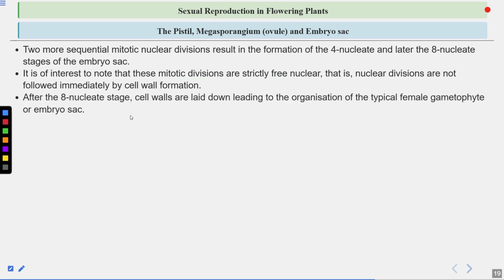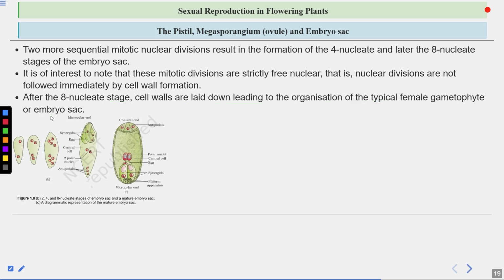After the 8 nucleate stage, the cell wall are laid down, leading to the organization of a typical female gametophyte or the embryo sac, right? But once there is a formation of 8 nucleate stage, there will be the formation of cell wall.